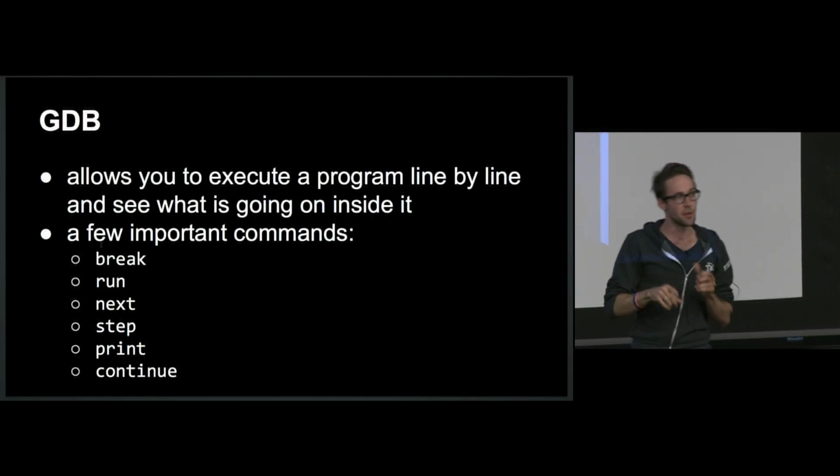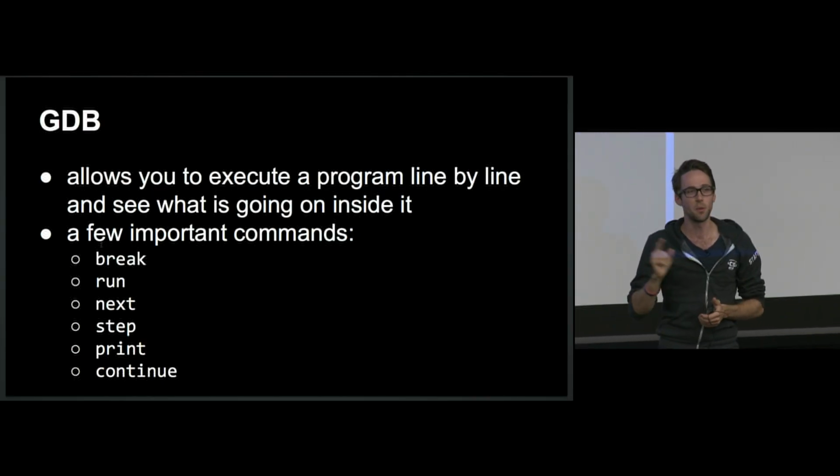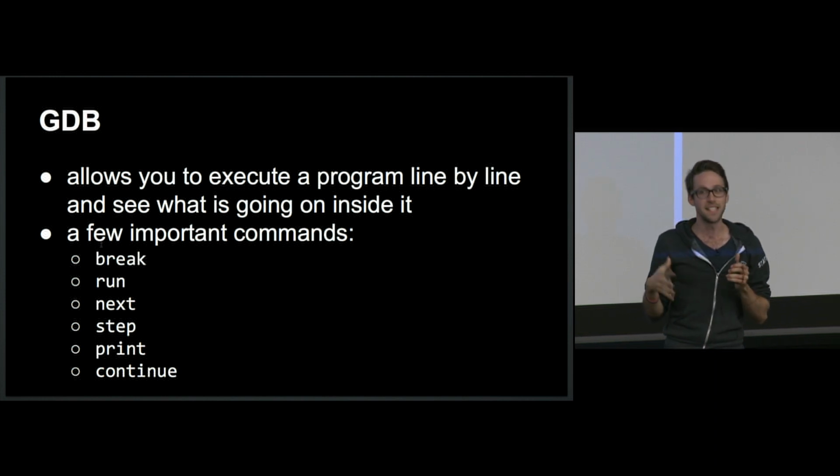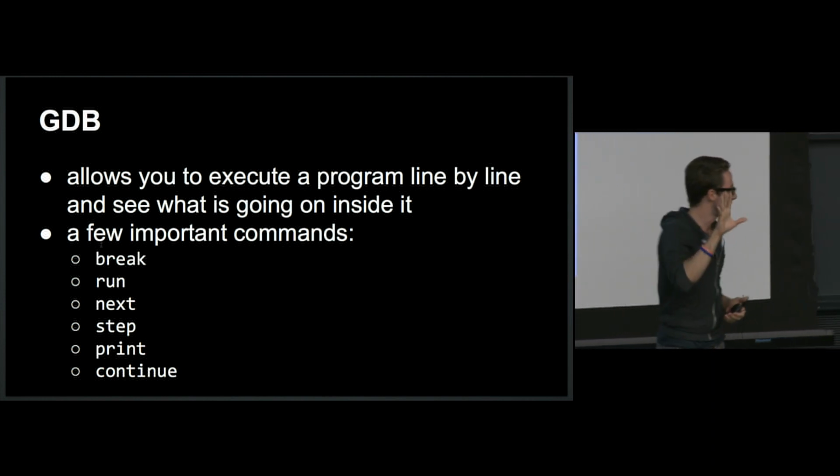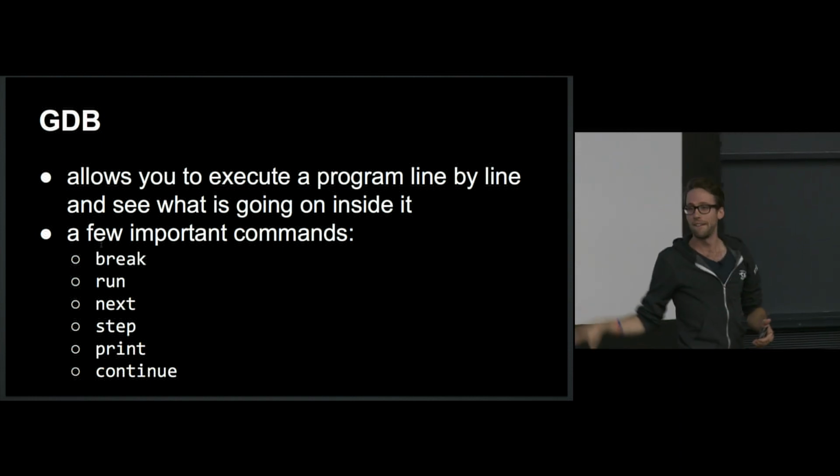Print will print it out one time. Something I always use is display. Display will print it out constantly throughout the entirety of your program. For example, if you're in a for loop and you want to see how something's changing, and you don't want to constantly be doing print, print, print, display will display that variable continuously every time you hit next. And continue. So that's GDB.